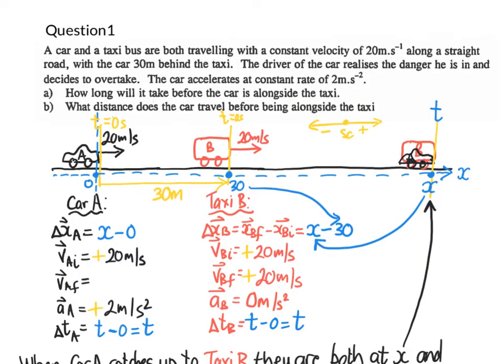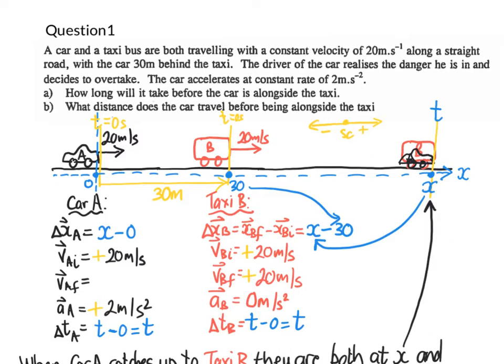Looking at a horizontal two-body problem: a car and a taxi are both traveling with a constant velocity of 20 meters per second along a straight road, with the car 30 meters behind the taxi. The driver of the car realizes the danger he is in, and he decides to overtake. So the car accelerates at a constant rate of 2 meters per second squared. How long will it take before the car is alongside the taxi? Now, this is a classical two-body horizontal problem, and you'll encounter these problems throughout the year in tests and exams.